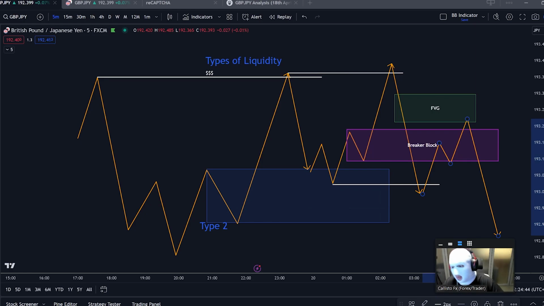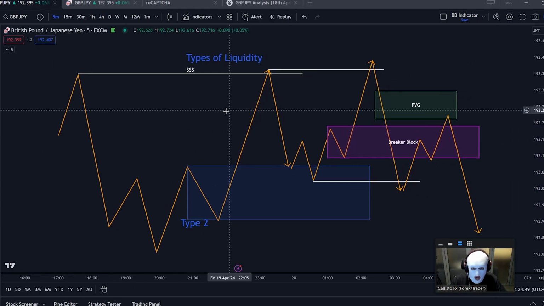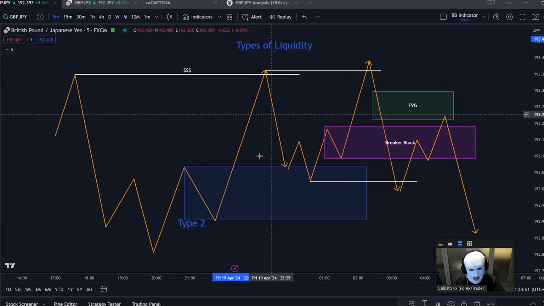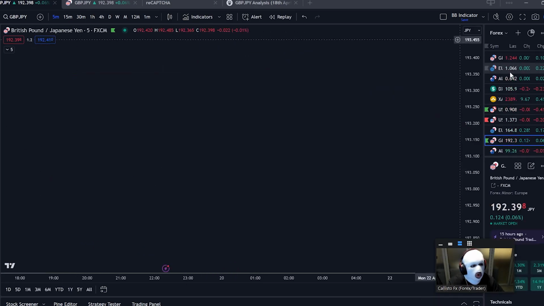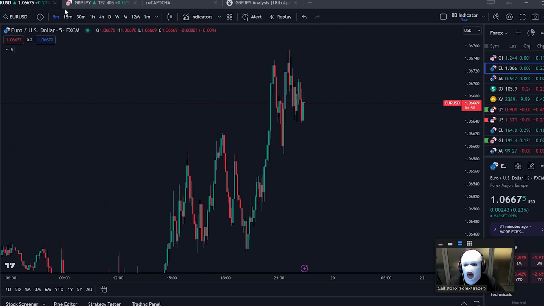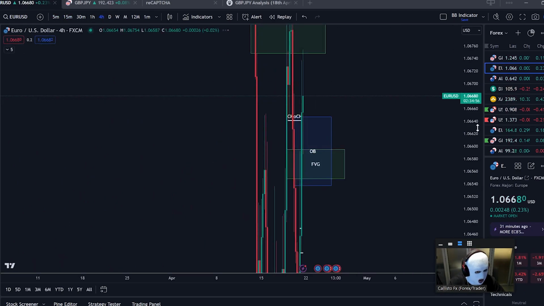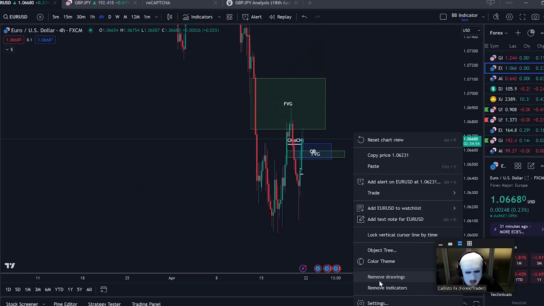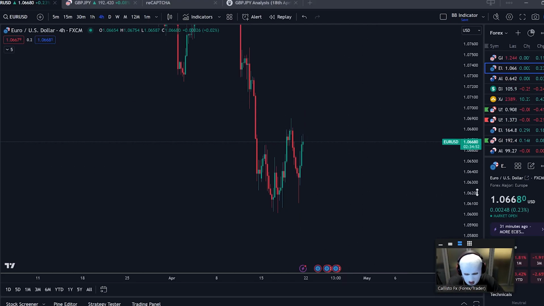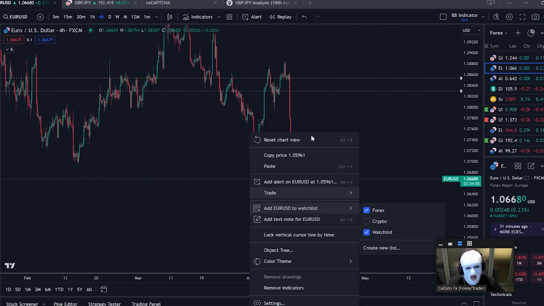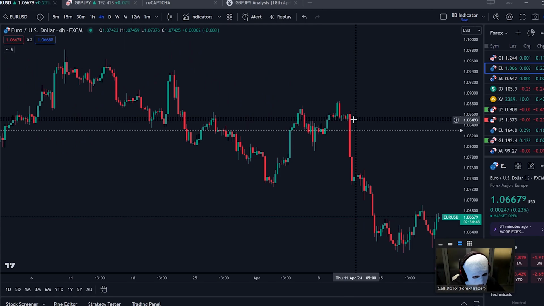Now, of course, I want to show you guys some live chart examples. I think the best way to learn is going to be via live chart examples. So let's just show you right now. Let's go to Euro US dollar and take a look at the 4-hour time frame, just to see how price action moves, how price action forms. Okay, let's just remove all the lines here.